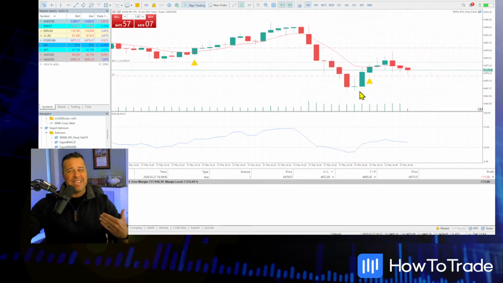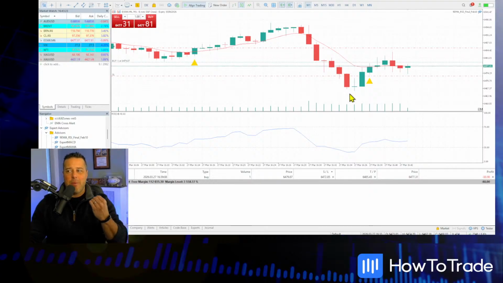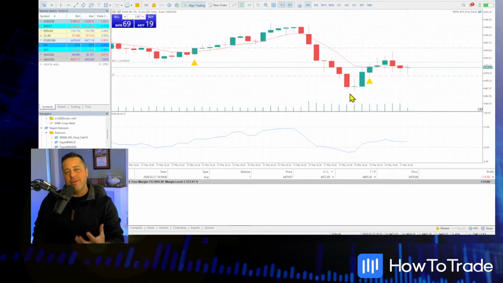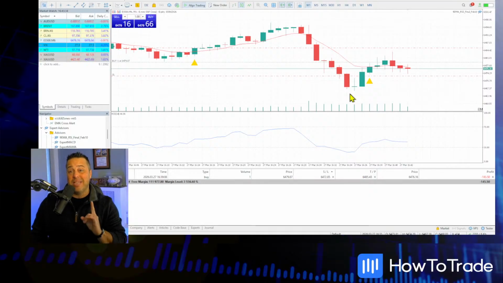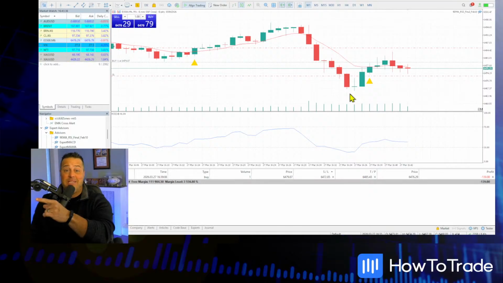For a risk asset like the E-mini S&P 500, trying to pick a bottom this time of day, if you're right, you're going to absolutely kill it and make a fortune. But if you're wrong, you're going to lose. And my guess is you're going to lose a lot more than you win trying to pick a bottom on a day like today in the first 10 minutes of the session.